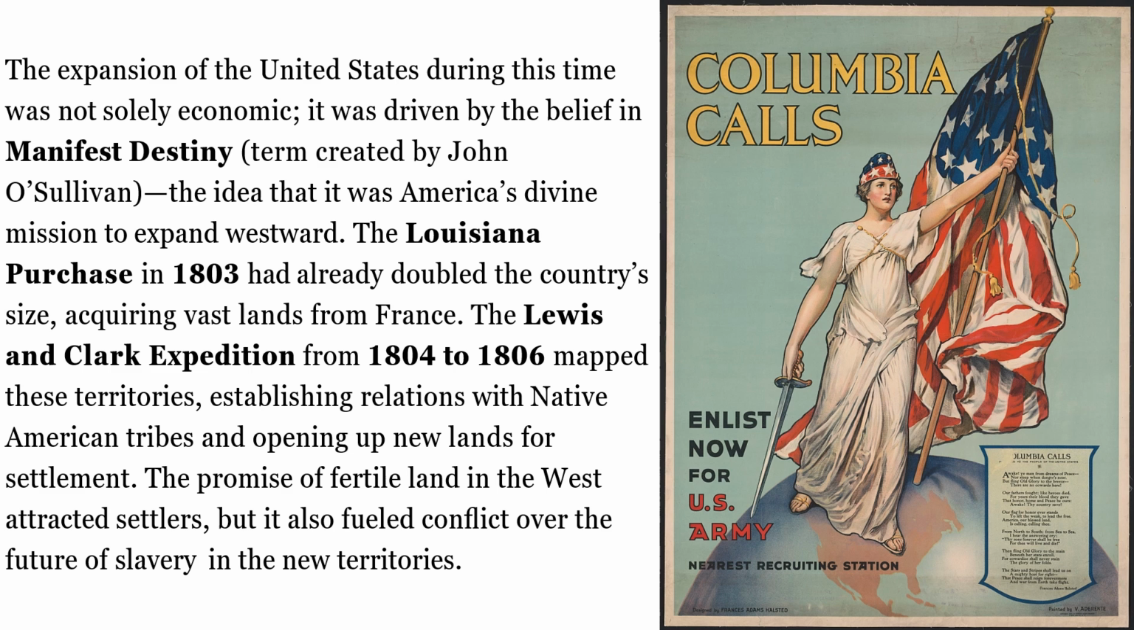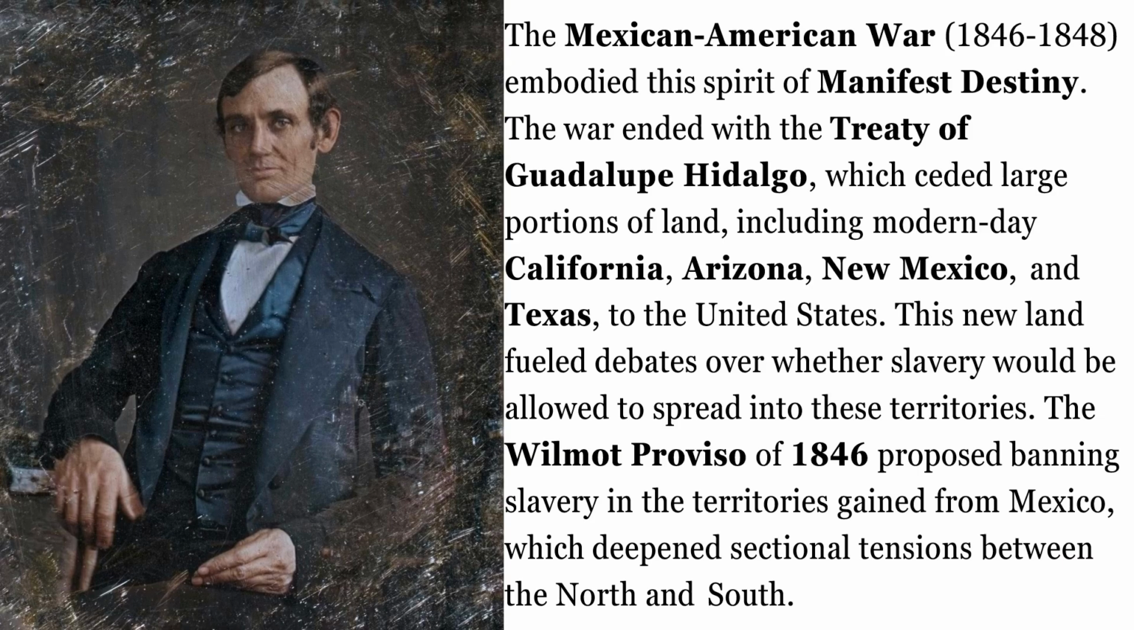The promise of fertile land in the West attracted settlers, but it also fueled conflict over the future of slavery in the new territories. The Mexican-American War, 1846 to 1848, embodied this spirit of manifest destiny. The war ended with the Treaty of Guadalupe Hidalgo, which ceded large portions of land, including modern-day California, Arizona, New Mexico, and Texas, to the United States. This new land fueled debates over whether slavery would be allowed to spread into these territories. The Wilmot Proviso of 1846 proposed banning slavery in the territories gained from Mexico, which deepened sectional tensions between the North and South.